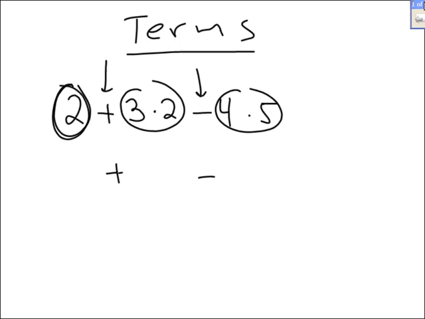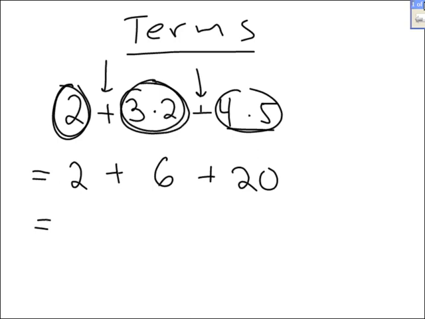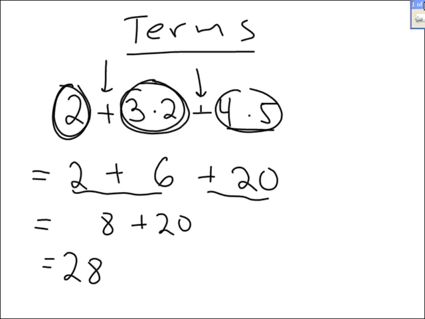For example, 2, of course, is just 2. 3 times 2 is 6. Plus, 4 times 5 is 20. 2 plus 6 is 8, plus the 20 gives you 28. Identify the terms. It's a piece of cake to do these problems. The whole trick is terms and factors.